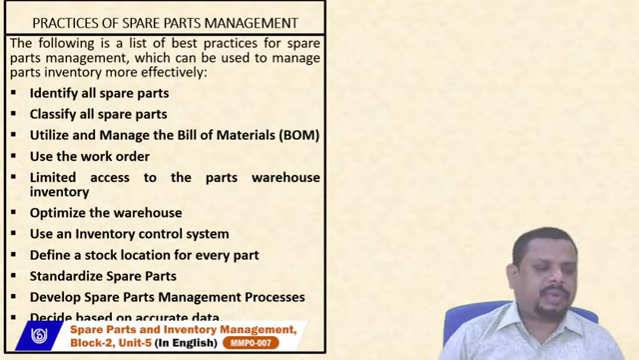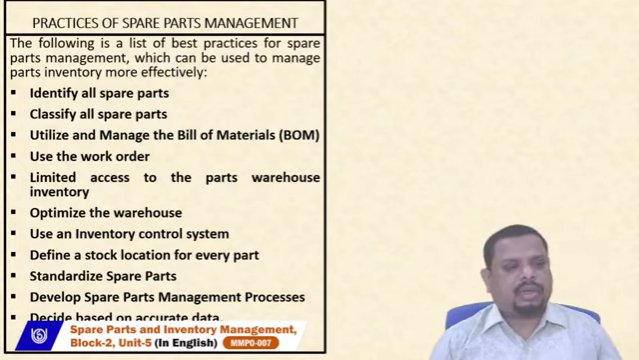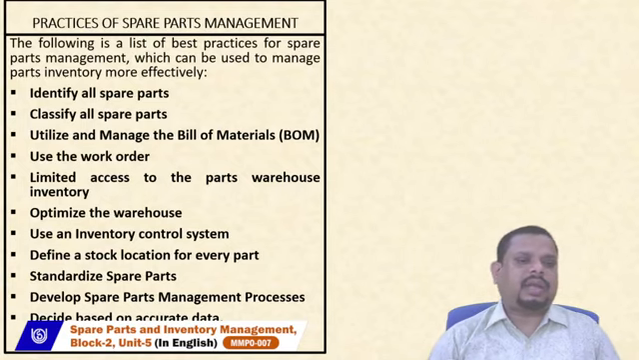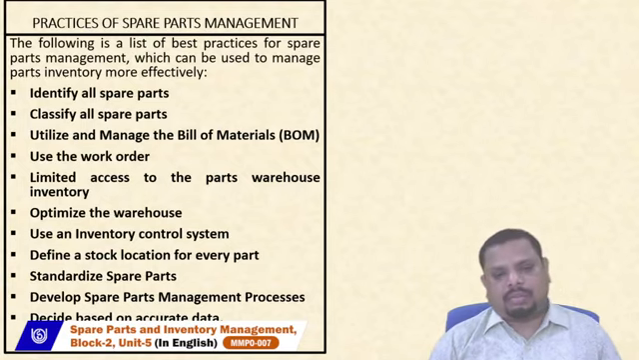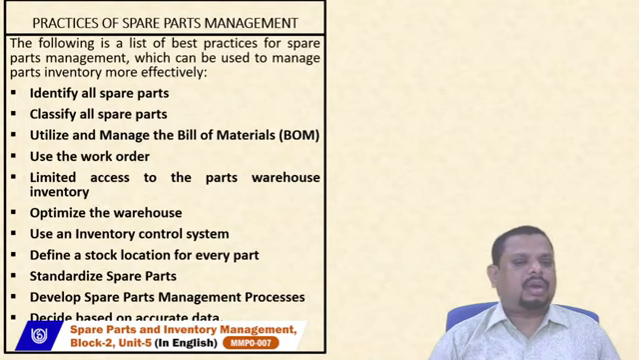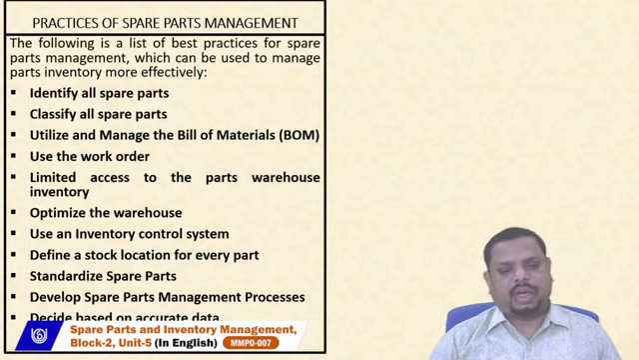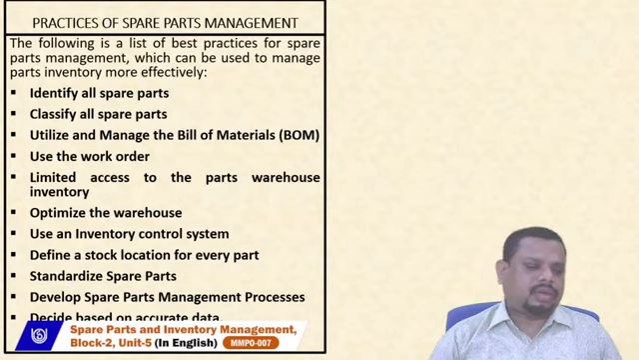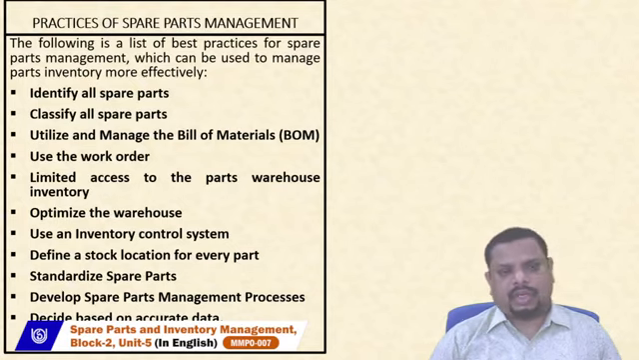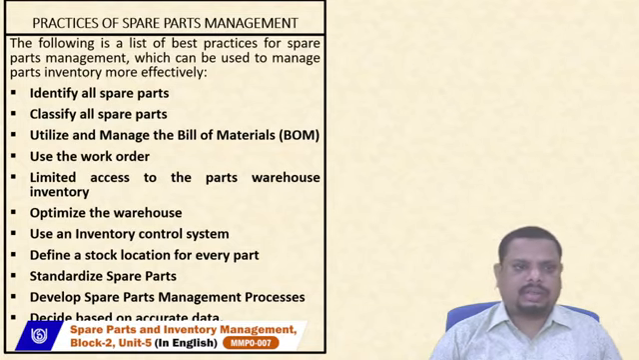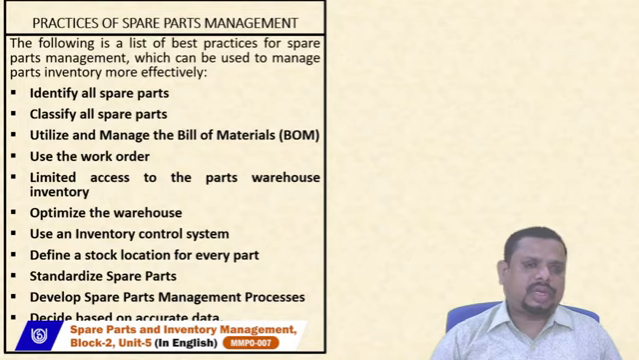The last one is decide based on accurate data. Whatever you have identified and classified, maintain the bill of material, work order, limited access to the warehouse, and optimize the level of inventory. All the data should be accurate and there should be record keeping for the course of future actions, as well as to review past failures in maintaining spare parts. So these are the practices basically used in spare parts management.